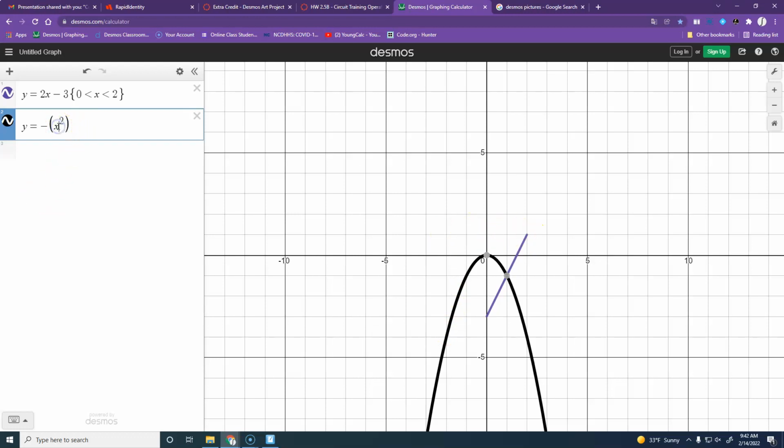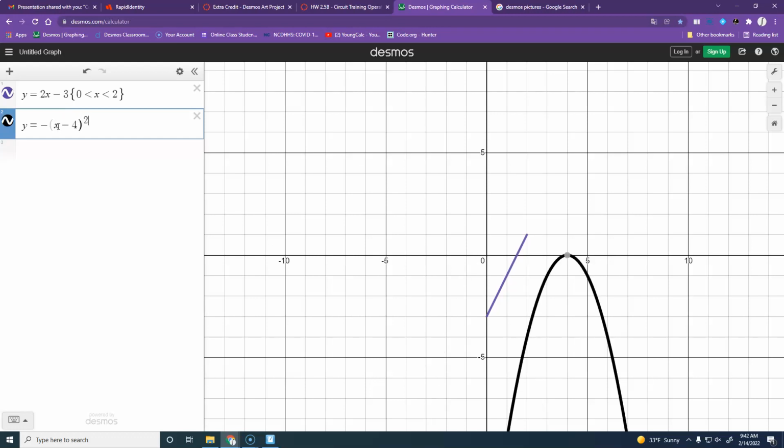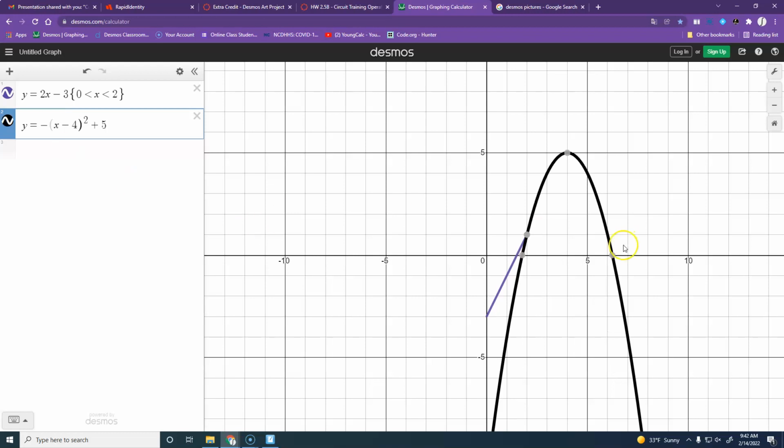So to go to the right 4, I don't need those parentheses. I would need to put a minus 4 right here, and then I would need to go up 5, and so now they touch right where I want them to touch, right? And so I could restrict this domain from 2 less than or equal to x less than 6 or something here. And then there's my piece of that graph there. So you'll get a bonus point for connecting two functions seamlessly there. And they have to be completely continuous.